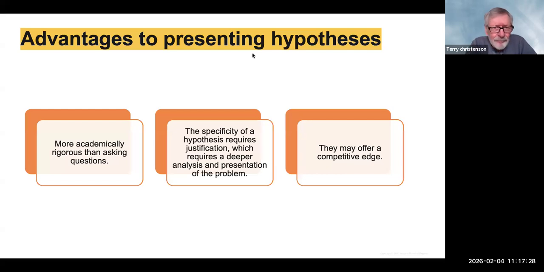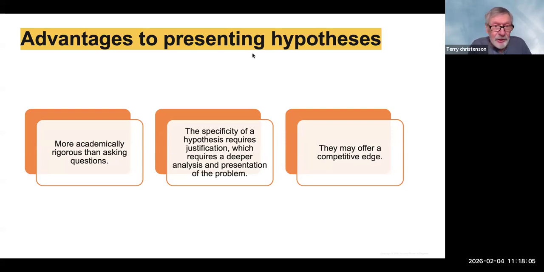Well, to me, this is simply more rigorous academically. What does that mean? Well, if you have a specific hypothesis, it requires you to go out on a limb. You're making a specific prediction, and that requires a deeper analysis and presentation of the problem. And I think that will generally be well received by your academic reviewer and panel committee or community. In some cases, I think this might actually offer you a competitive edge.